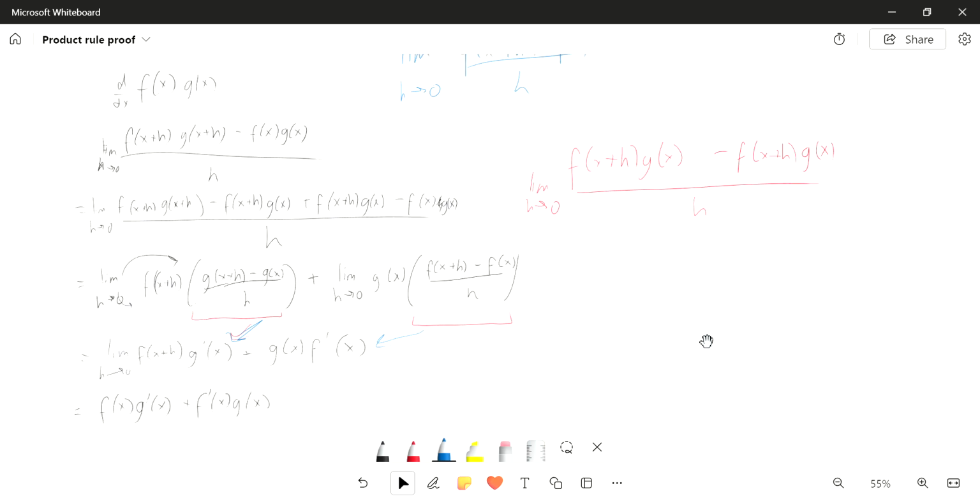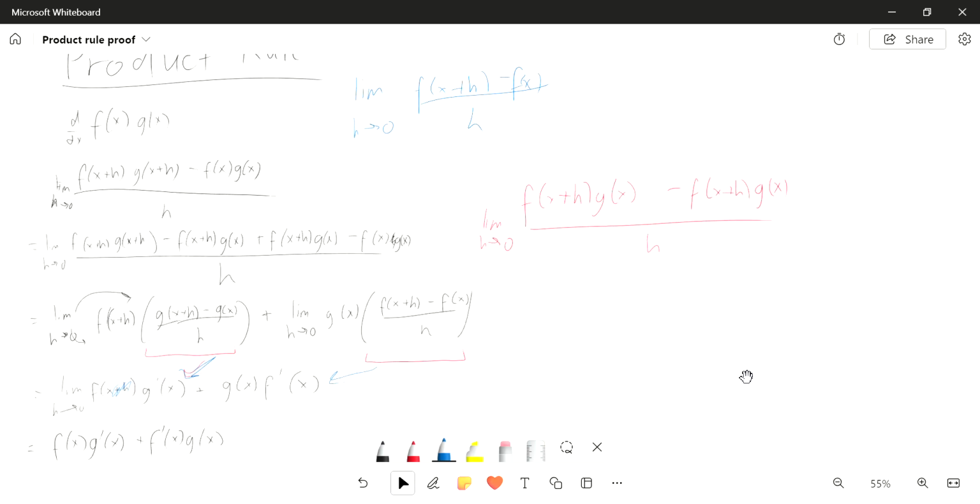And so now you have the limit of f of x plus h multiplied by g prime of x, plus g of x multiplied by f prime. And so now as h approaches 0, this just becomes 0. So you get f of x times the derivative of g of x plus f prime of x times g of x.